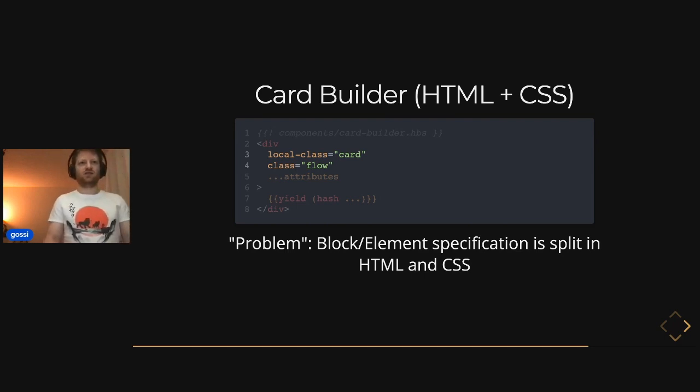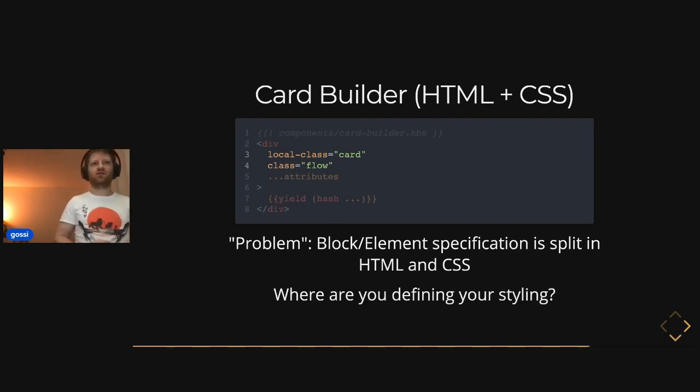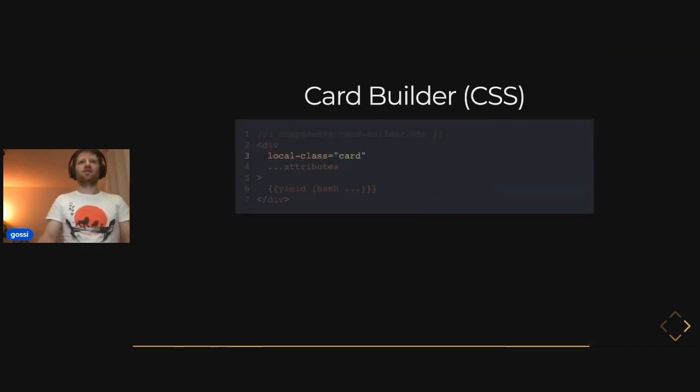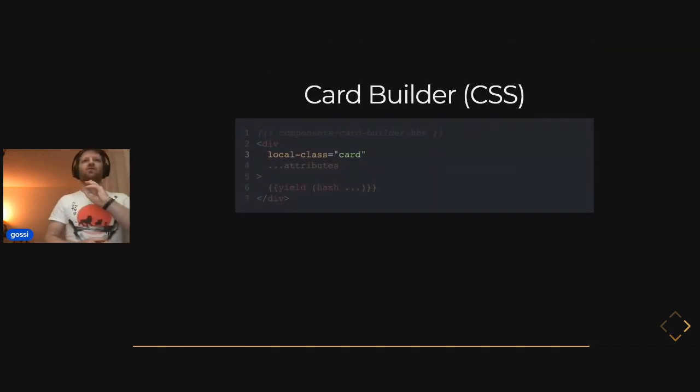Which yields a question of where are you defining your styles? What is your CSS architecture telling you? What are the guides to do that? So with standard HTML, or native platform support, we are used to what I showed you before, or with the help of some preprocessors, we can have one single place to actually define our styles for that card builder.